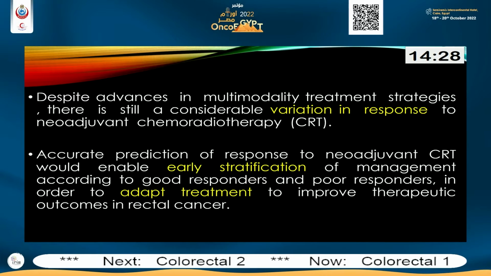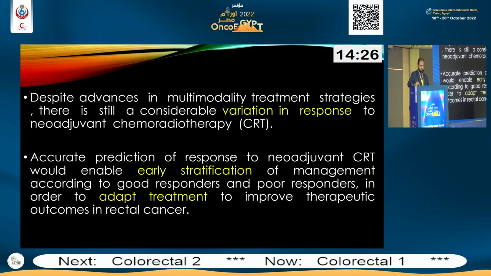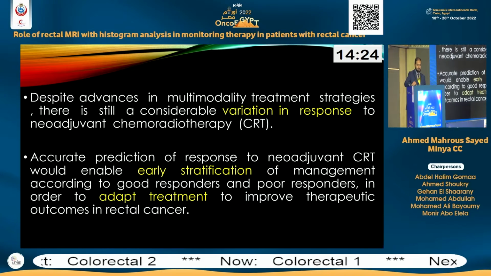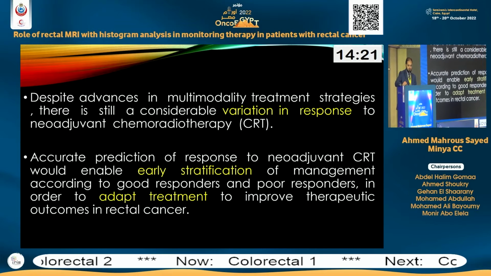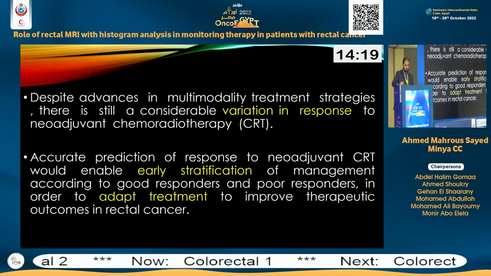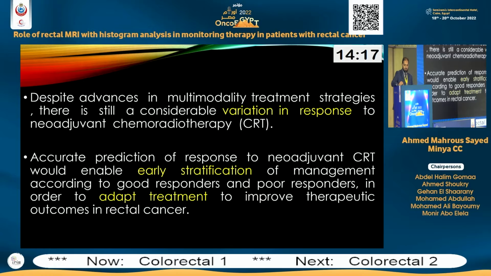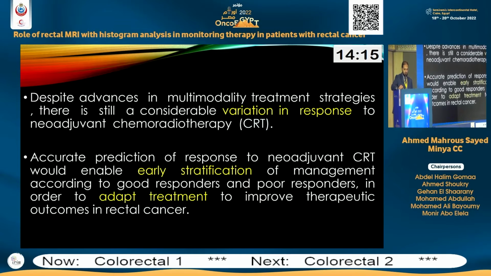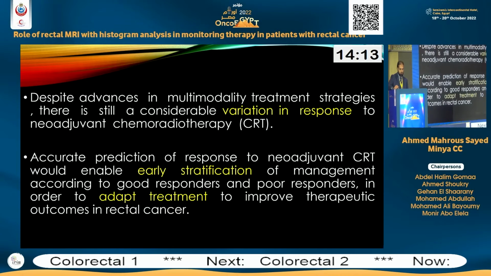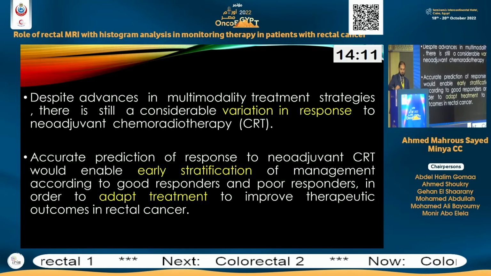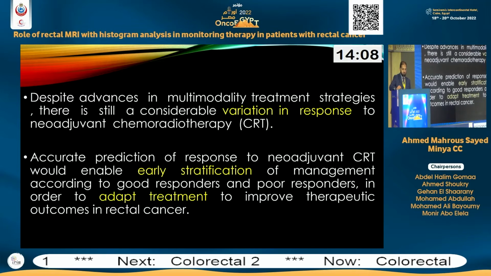Despite advances in the multimodality treatment strategies, there is still a considerable variation in response to the adjuvant chemoradiotherapy. Accurate prediction of response to therapy enables early stratification of management according to good responders or poor responders, in order to adapt treatment to improve therapeutic outcomes in rectal cancer.